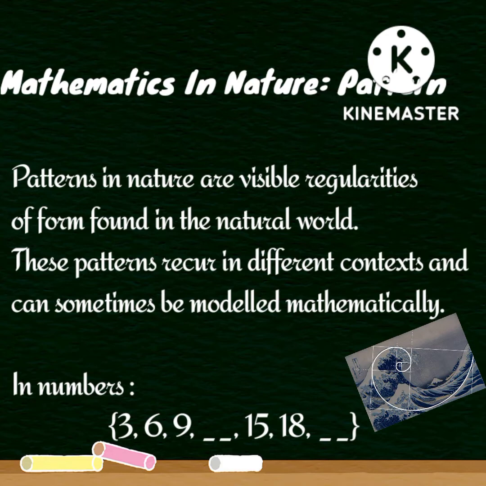As you can see, ang pattern ay nag-a-add ng tatlo. 3 plus 3 is 6, 6 plus 3 is 9, 9 plus 3 is 12, 12 plus 3 is 15, 15 plus 3 is 18, 18 plus 3 is 21. So, the missing terms dito ay 12 and 21.